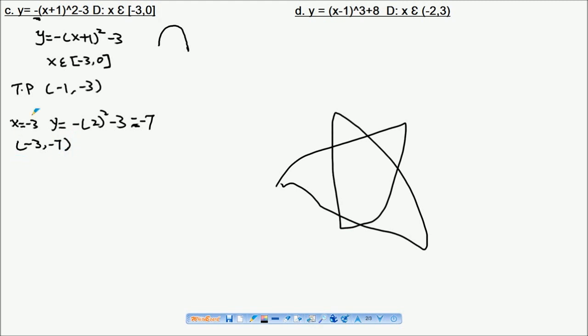And then the ending point of the domain of this function will be x equal to 0. So when x equals 0, y is minus 1 minus 3, which is minus 4. So the ending point is 0 and minus 4. Now let's draw the graph.